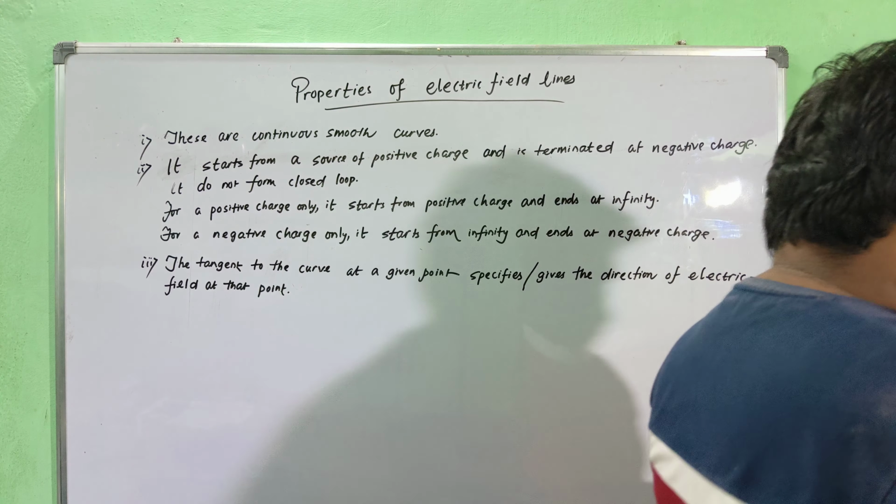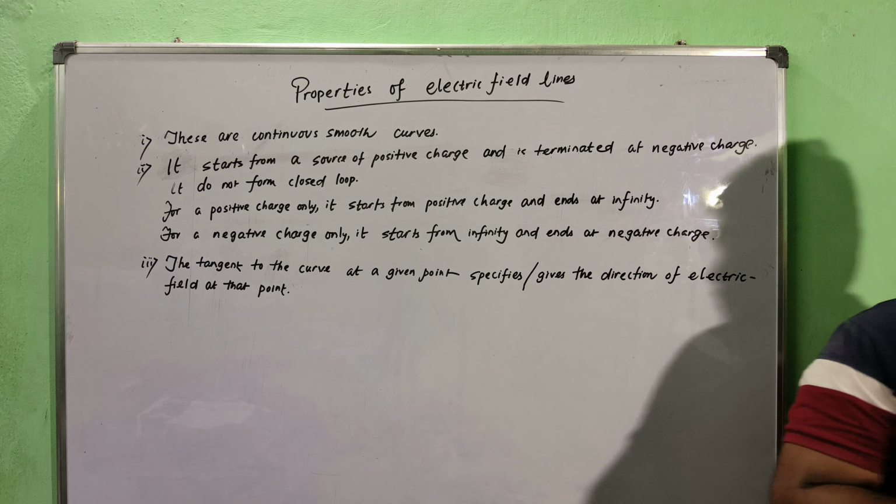So it is a very important thing for you to learn how you are going to find the direction of the electric field. Which thing is going to help you? The tangent is going to help you. The tangent to the curve at a given point. So that point is important in this case. The tangent to the curve at a given point will give you the direction of the electric field at that particular point, or at the point in which you are interested.